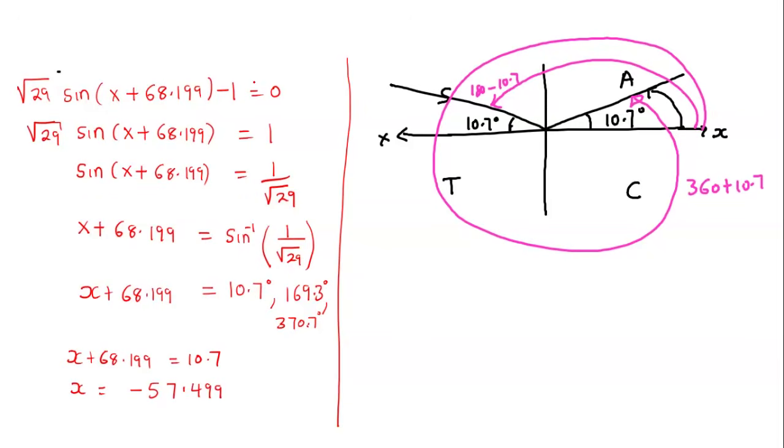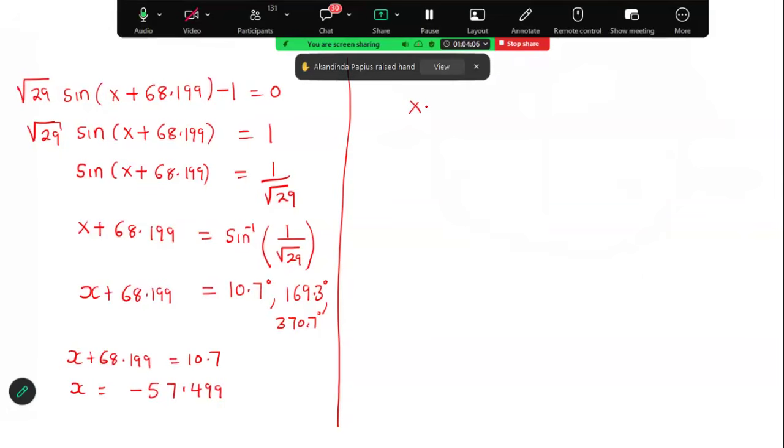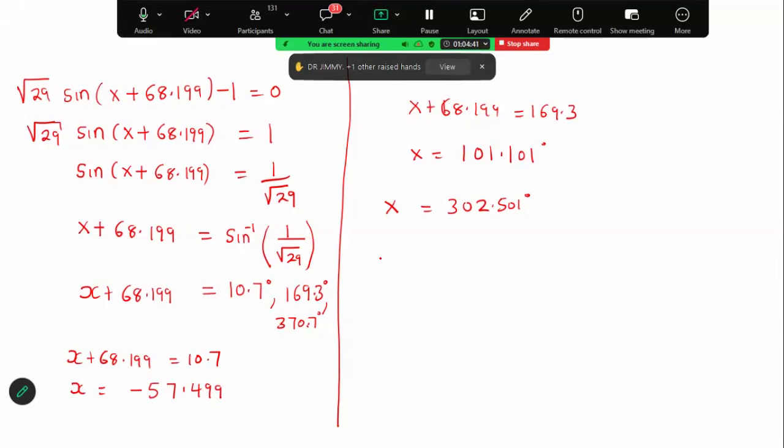57.499. When you go on to get the second angle, when I have 169, I'll have x plus 68.199 equaling 169.3. So when you get your x, for that case, you have 169.3 minus 68.199, which is going to give you 101.101 degrees. When you try the last one, it's going to be 370.7 minus 68.199. So you notice that this one is going to be 302.501 degrees.